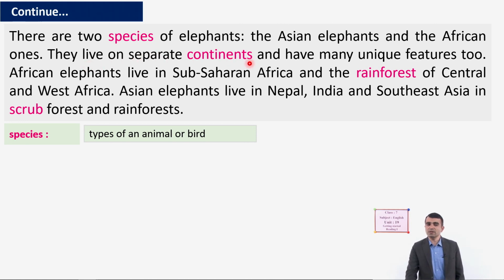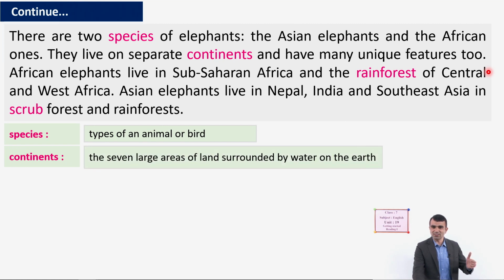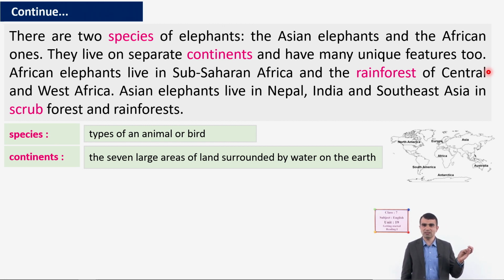They live on separate continents and have many unique features too. Continents means? The 7 large areas of land surrounded by water on the earth. What are they? Asia, Africa, South America, North America, Antarctica, Australia, Europe. So these are continents. They live on separate continents and have many unique features too.